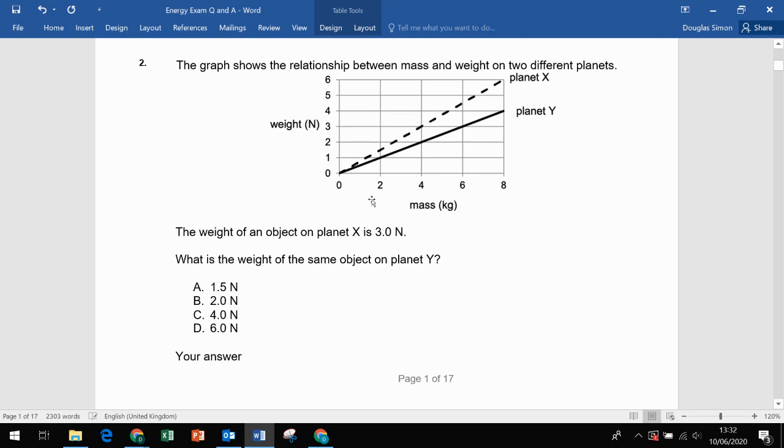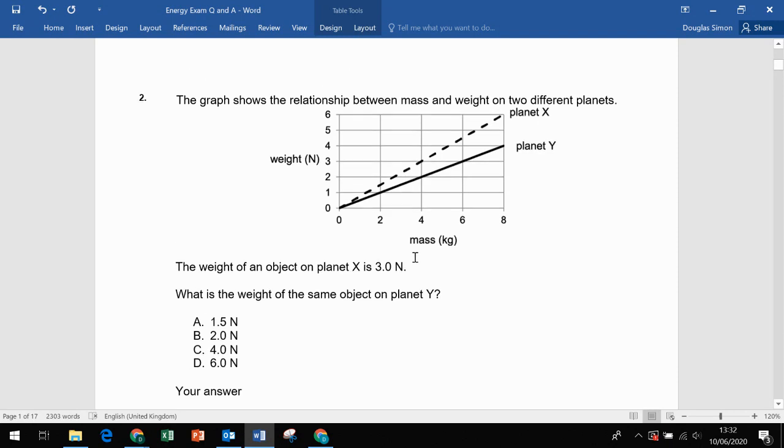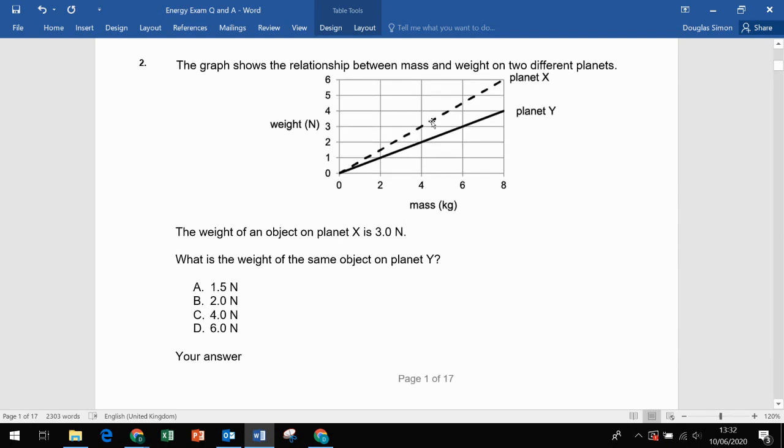And question 2. This graph shows the relationship between mass and weight on two different planets. This is something that you've looked at in year 7 and would have looked at again in year 9. The weight of an object on planet X is 3 newtons. So planet X is 3 newtons here. What is the weight of the same object on planet Y?